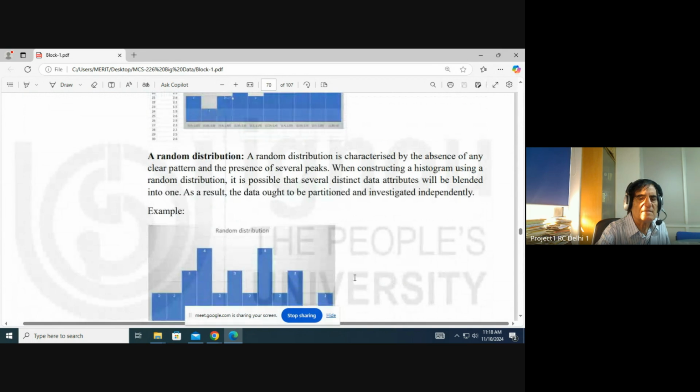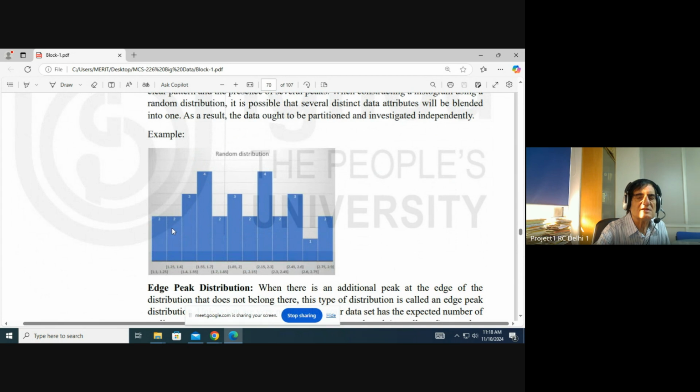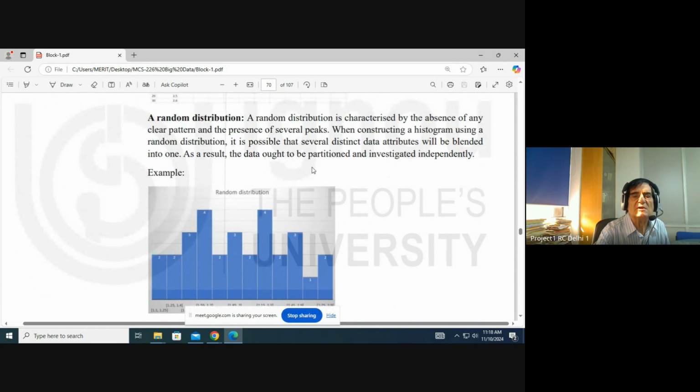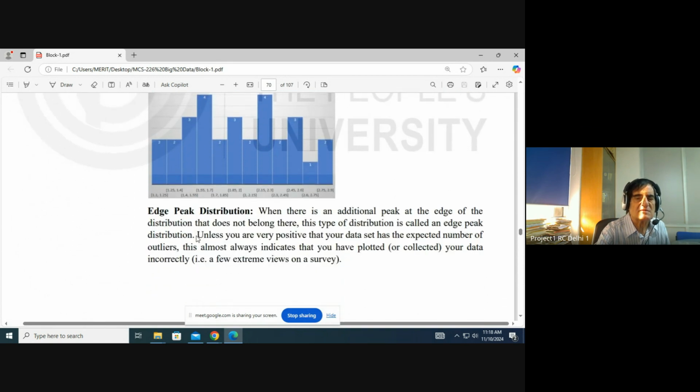That's the type of thing. Then the random distribution. So these are randomly distributed. As a result, the data ought to be partitioned and investigated independently, because this is very randomly distributed. One is here, another is there. So it's not a regular peak like this and all that.